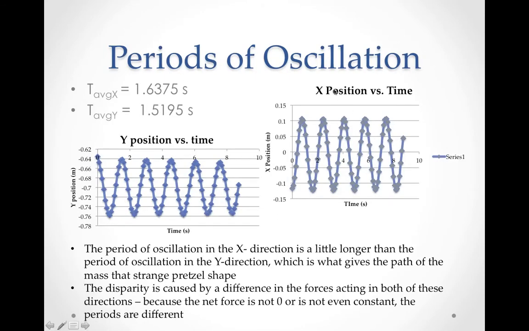Here I graphed the x position versus time and the y position versus time to find the average periods. The average x period was a little larger than the average y period, which is why the mass gets a strange pretzel shape of motion. And the disparity is caused by a difference in the forces acting in those directions, because the net force is not zero in this lab, or even constant. So that's why the periods are different.